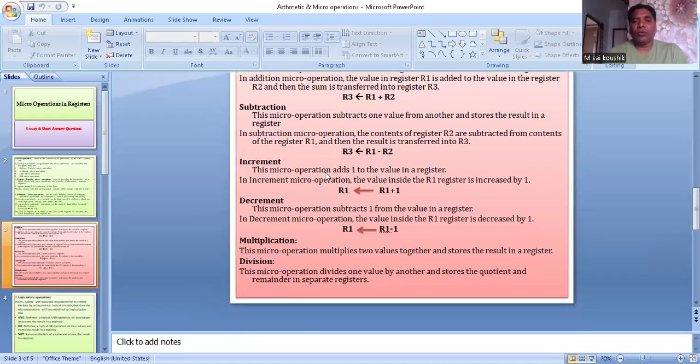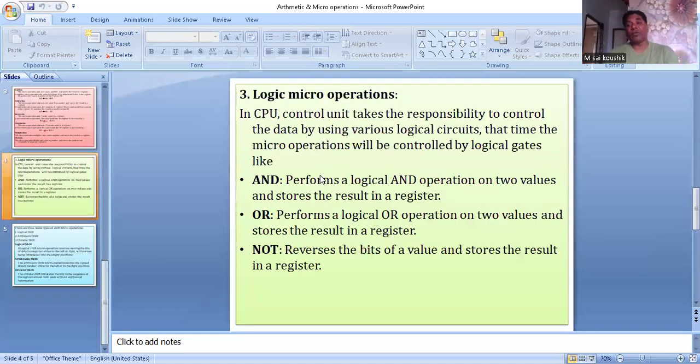Then I'm going to the next one, the logical micro operations. Very wonderful information. In the CPU, the control unit takes responsibility to control the data by using various logical circuits.